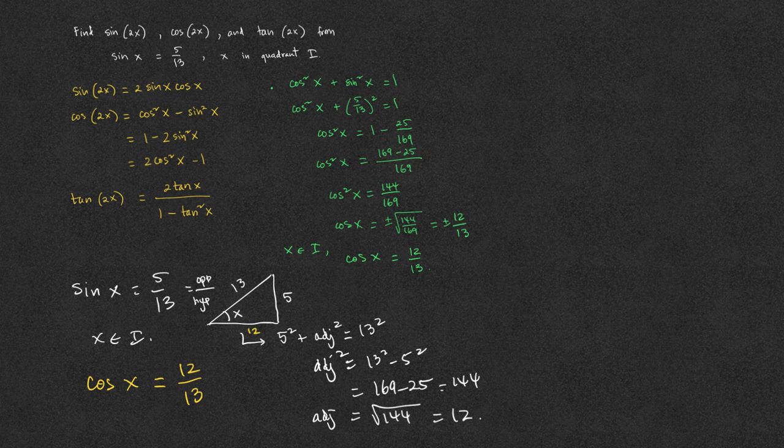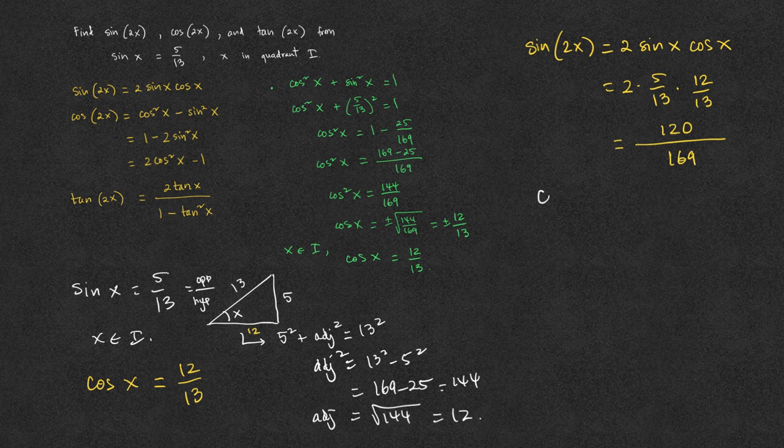Armed with this information that we just found for cosine of x, we now evaluate sine of 2x, which is 2 sine of x times cosine of x. But sine of x is 5 over 13. Cosine of x is 12 over 13. Multiply across, the denominator is 169 and the numerator is 120. 2 times 5 is 10, 10 times 12 is 120.